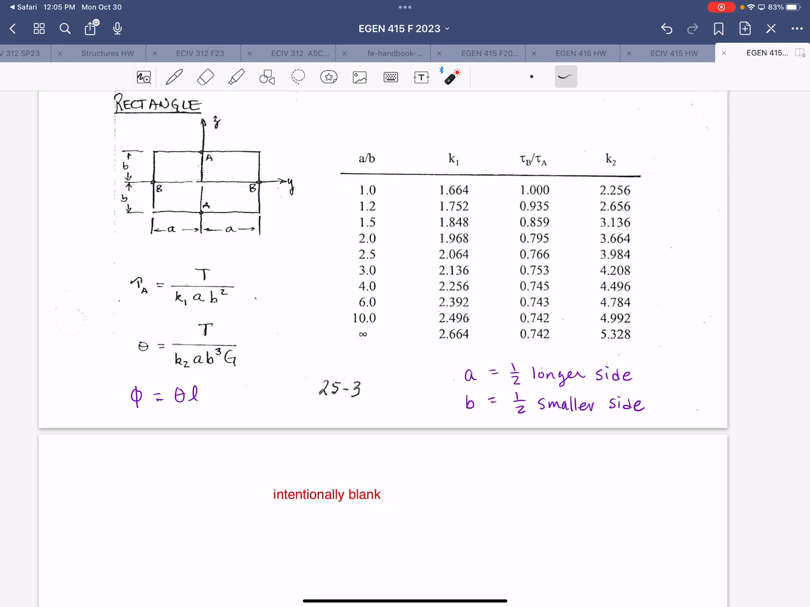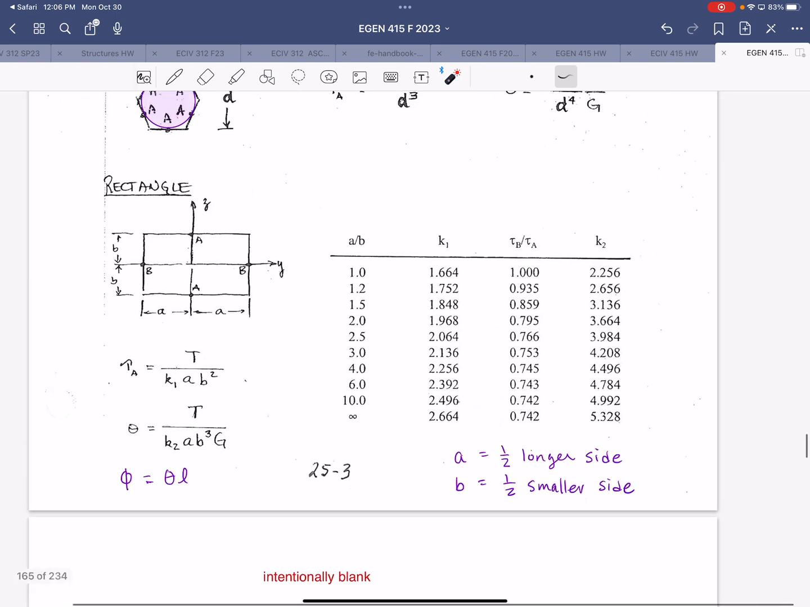Find your a over b ratio. Based on that, you get a K1 factor and a K2 factor. K1 is used in calculating the shear stress at point A. K2 factor is used in calculating the rate of twist. And then once you calculate the shear stress at point A on the long side, you can use this value to find your shear stress at point B.